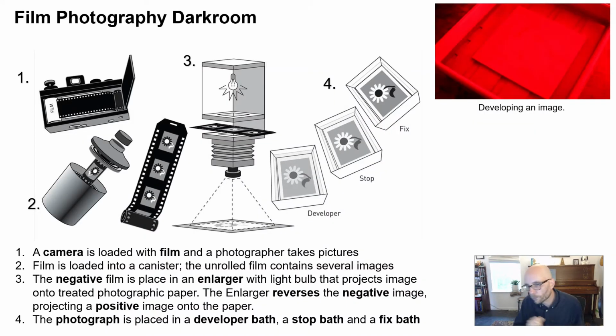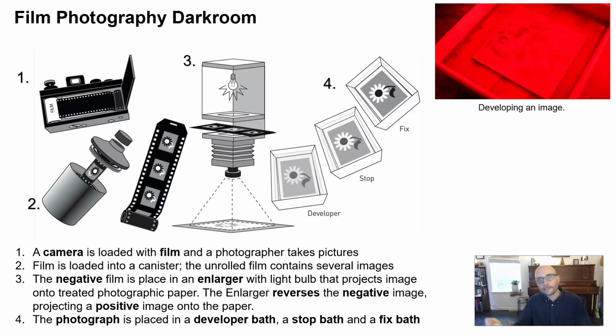So how does this work? In a traditional, what we call darkroom photography, a camera is loaded with film, as you can see over here in the first image. And then you take your pictures. And then that film is loaded into a canister. Hopefully you don't expose it to light or you'll ruin the film.